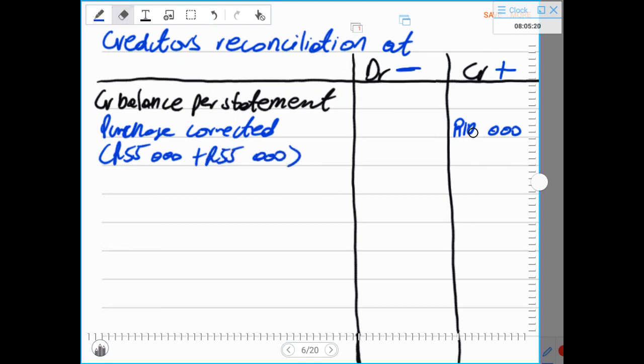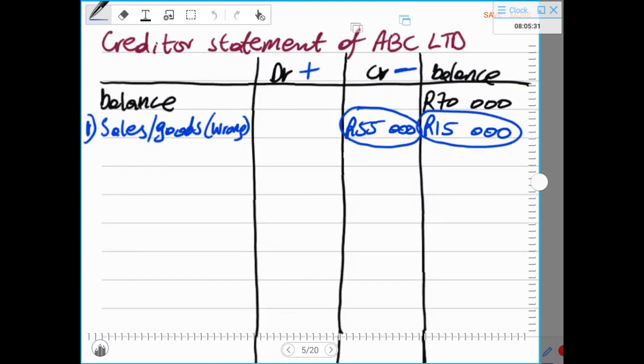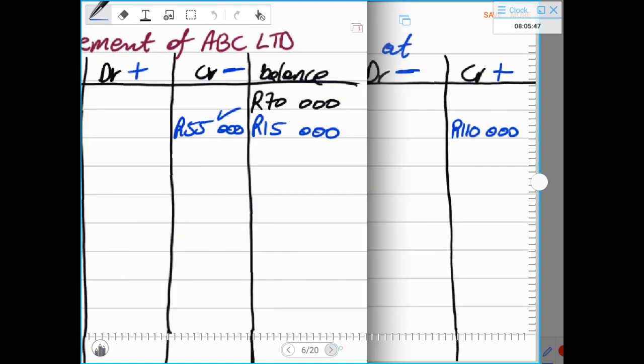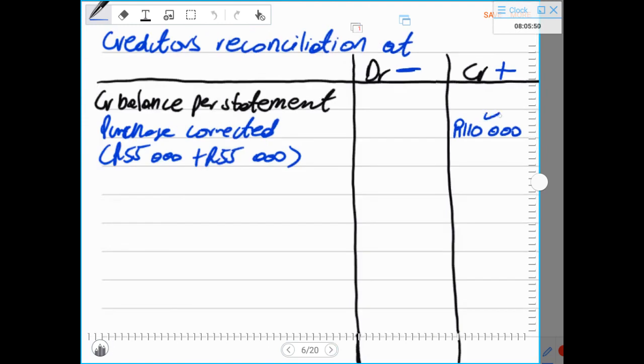So now, if an amount is correct, but it is recorded on the wrong side, the only thing that you have to do is to double that amount or record that amount twice, of which the first amount is cancelling the amount which was on the wrong side, and the second amount is to record the right amount on the right side. Remember, the right amount is 55,000 rands and the right side is the credit side.